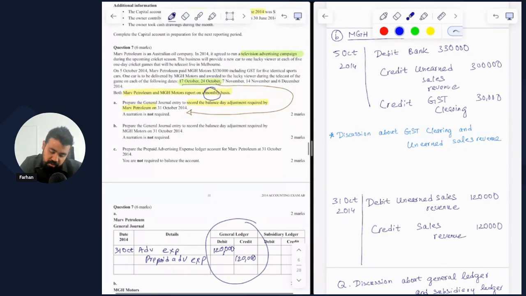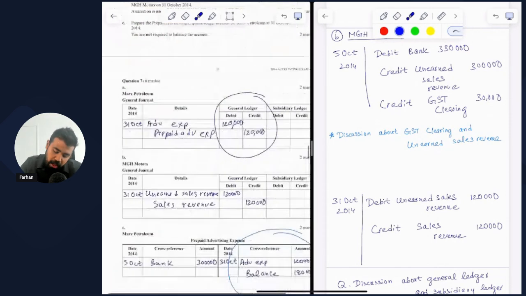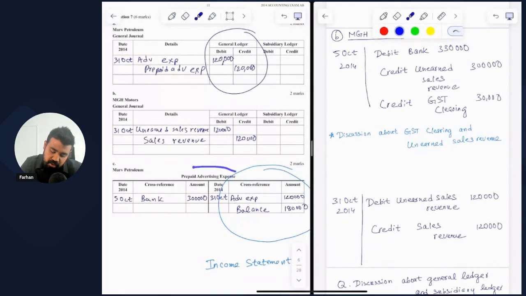So prepaid the advertising expense ledger account for Mark Petroleum at 31 October 2014. You're not required to balance the account. So it's pretty straightforward. Now, prepaid advertising expense is a current asset account. So the reason we call this a current asset account is because they are clearly mentioning prepaid here. So all assets by default should have an opening balance on the debit side. Now, in this case, we have prepaid advertising of $300,000, excluding GST, on the 5th of October.